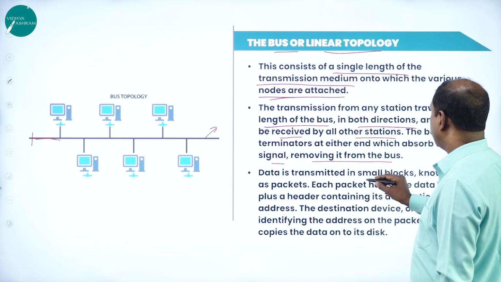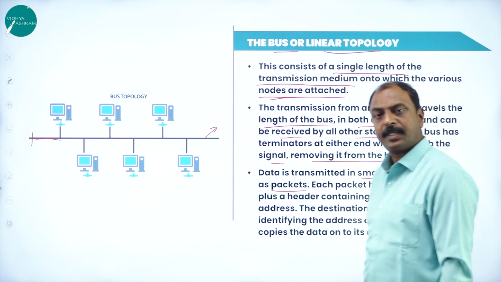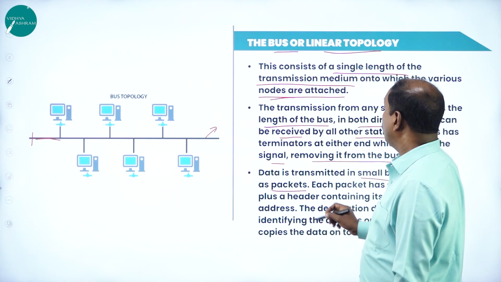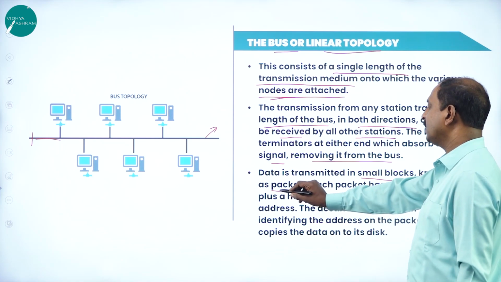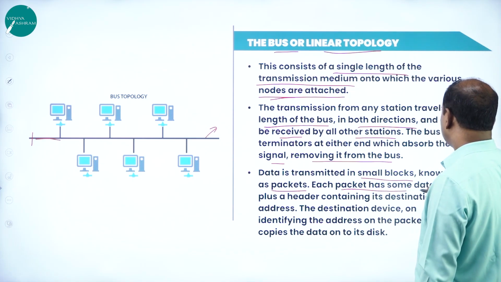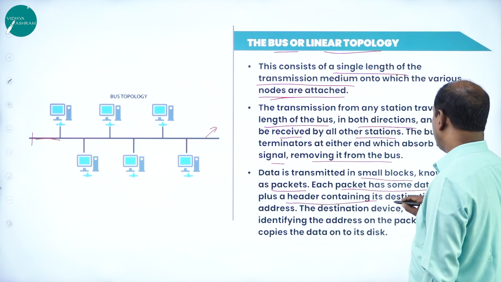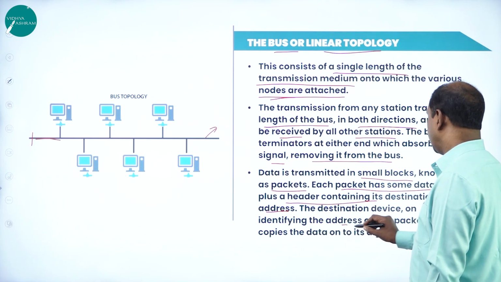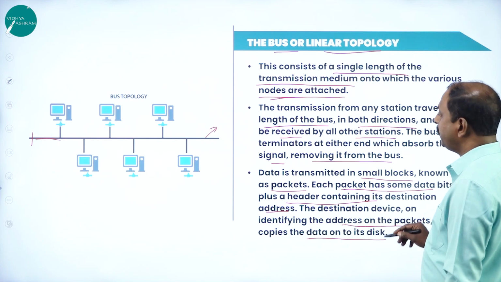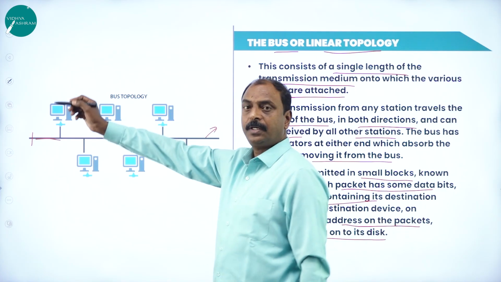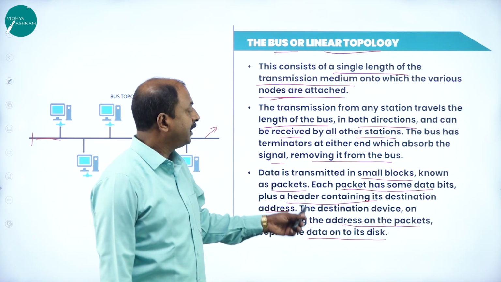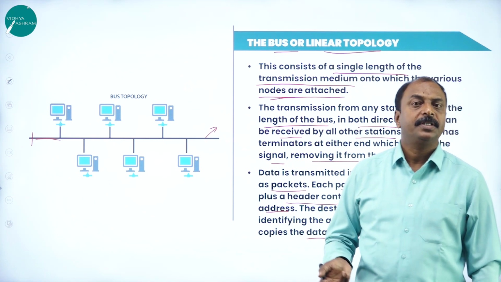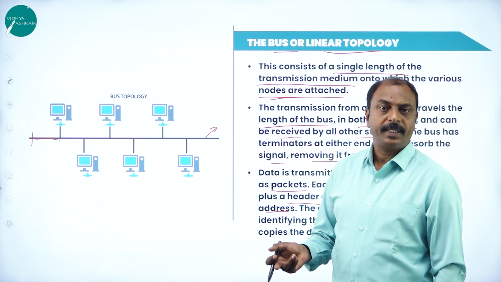Now the data is transmitted in small blocks known as packets. In a computer network, whatever data is to be transferred will be broken down into a number of packets. Each packet has some data bits plus a header containing the destination address. The destination device, on identifying its address on the packets, copies the data onto its disk. That's what I told you just now. The data travels in the form of packets, and each packet has two parts, one for data and another for the destination address, the address to which the data is to be sent.